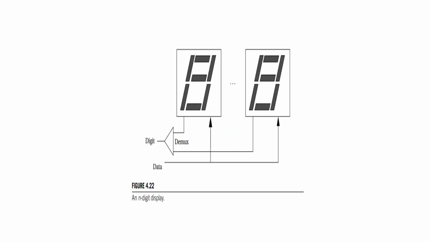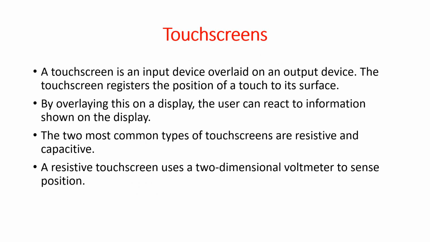So this is the n-bit digital display. The next device is the touch screen. The touch screen is an input device overlaid on an output device. The touch screen registers the position of the touch on its surface. By overlaying this touch display, the user can react to information shown on the display.